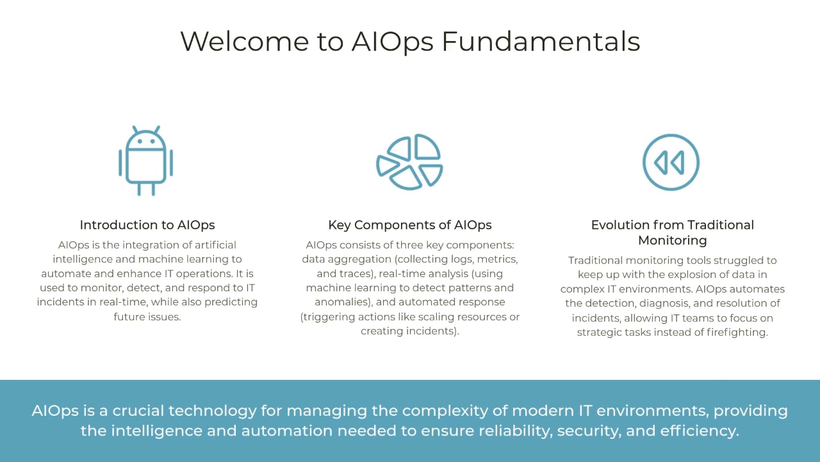Now, let's look at the key components that make this possible. There are three main parts. So first one is data aggregation. This is where we collect data from logs, metrics, and traces across different systems.